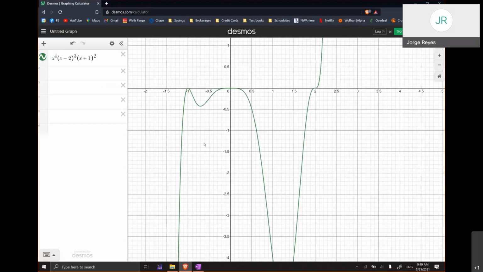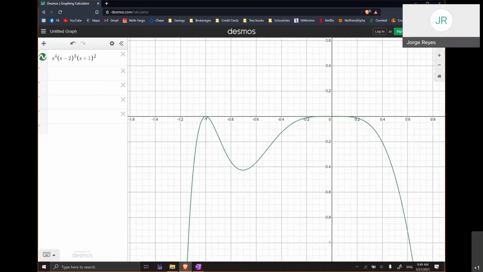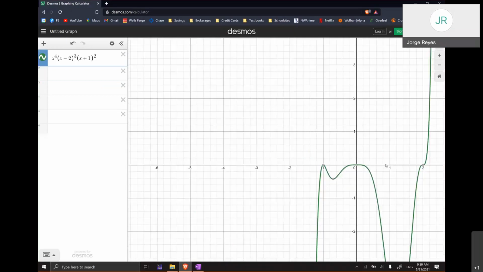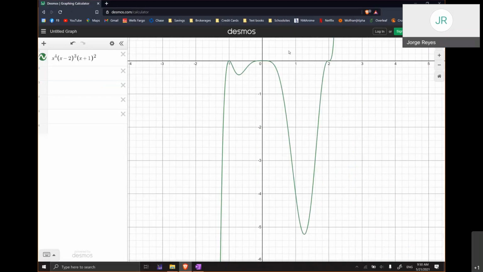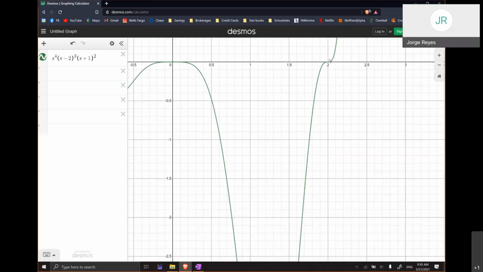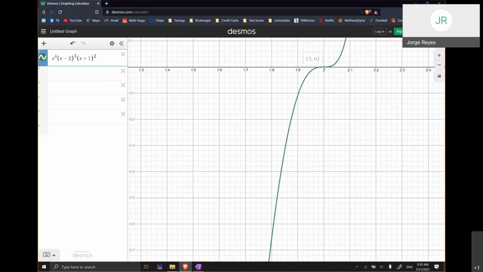But you notice that I'm right. It bounces here, and it bounces here again. I don't know why it looks this weird. That's a good question. And then it goes back down. And then finally here at 2, that's where we cross.